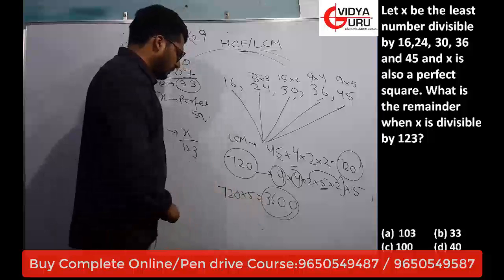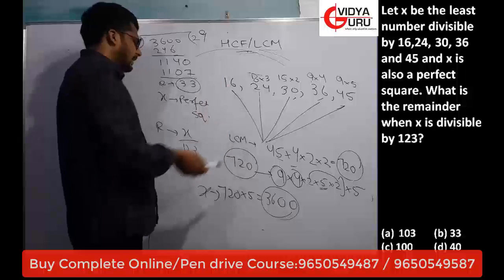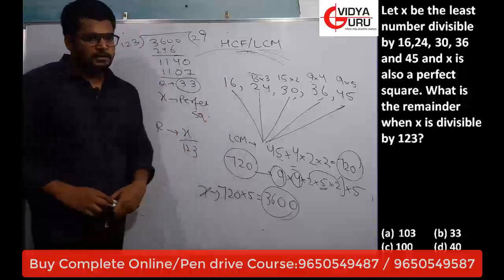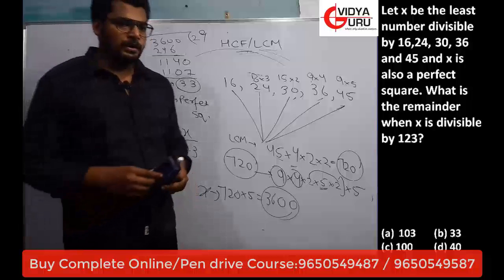So number x will be what? Number x will be 3600. So what is the remainder when x is divided by 123? The remainder will be 33. So the answer of this question is 33. Coming on to our next question.